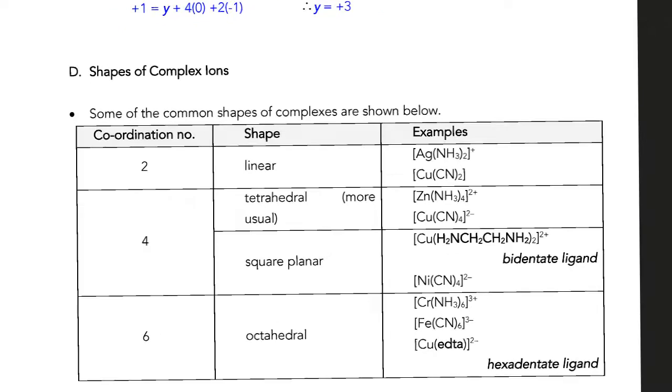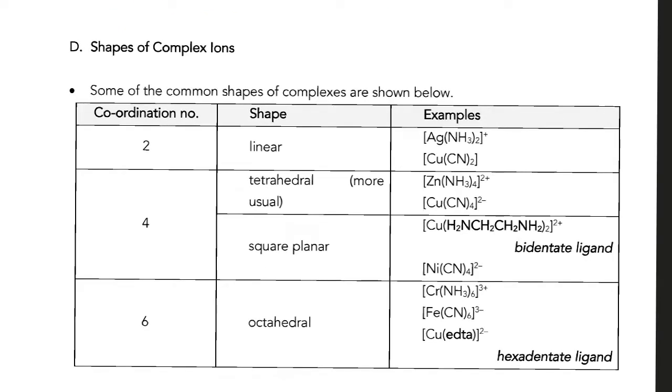If you have 2 dative bonds, then you'll adopt a linear shape, because for example here, this is silver, the transition metal ion center. Then you have the ammonia arranged in a linear fashion around this complex. So this is your diamminesilver, which is actually your Tollens' reagent.